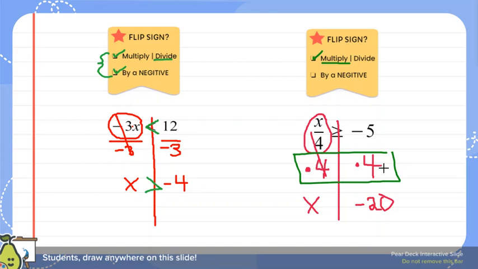Even though we multiplied the positive 4 by this negative, we're only interested in the number we used. We multiplied by positive 4. So since we didn't multiply by a negative, we don't flip the sign. It stays greater than or equal to, same as it was before. So make sure that you flip the sign if it's both multiplying or dividing by a negative number.